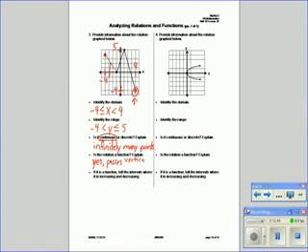So that's when the x's don't repeat, right? Yeah, when the x's do not repeat. So yes, because it passes the vertical line test. And lastly, it says if it is a function, tell the intervals where it is increasing and decreasing.